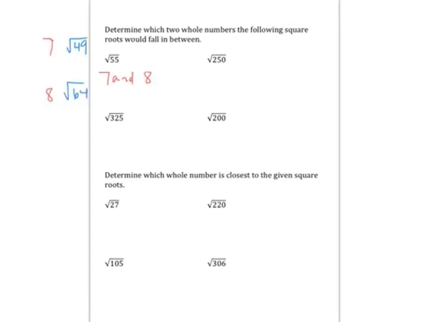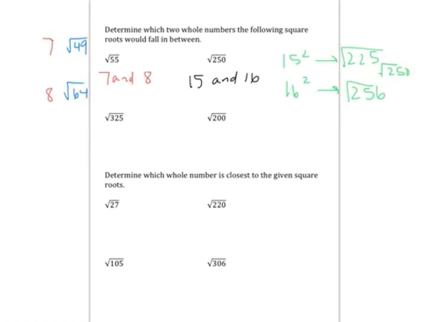Well, if you recall from the last page that we wrote our perfect squares on, 15 squared is 225, and then 16 squared is 256. So 250 would be in between 225 and 256 if we were taking the square roots, right? So that would be in between which two whole numbers? 15 and 16. The square root of 325.